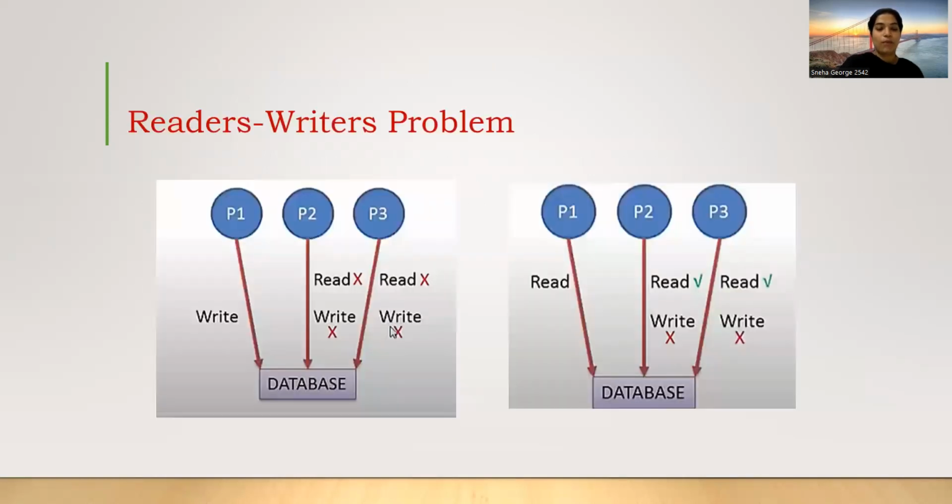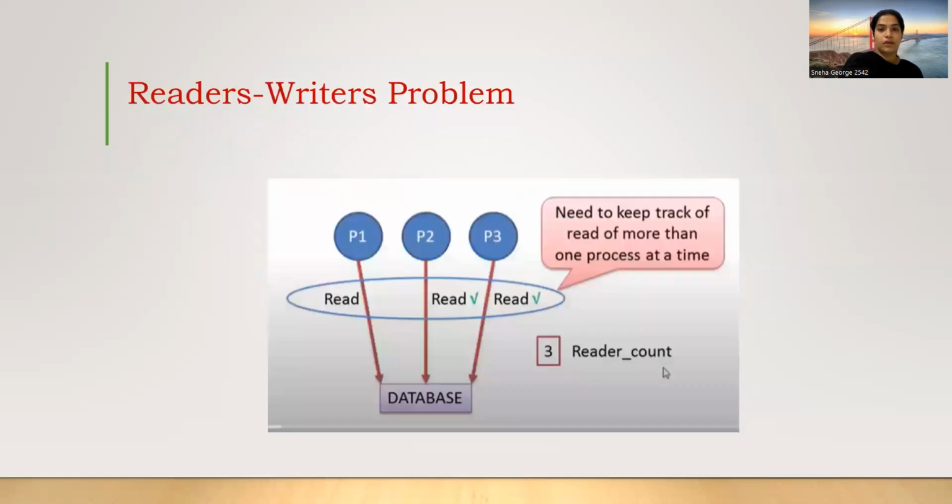In the readers-writers problem, for example, there is a database and process P1 is performing a write. If there is another reader or writer coming, then it will not be allowed to perform. Why? Because P1 is currently doing a write. At the same time, if P1 is performing a read and some other reader or writer comes, the reader will be allowed. Read action can be performed, but write won't be allowed. So this is the readers-writers problem.